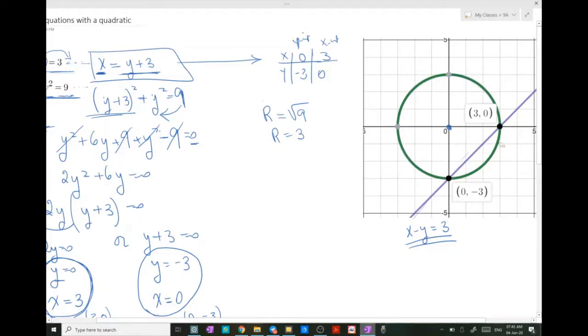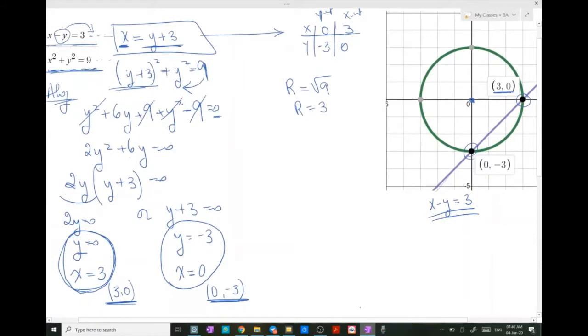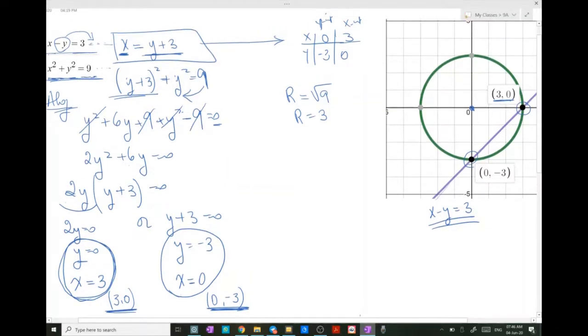Where the line and the circle meet, this is the solution of the system. And if you check, this is (3, 0) and this is (3, minus 3), which is the algebraic solution that we found. So this is also a proof that our work is right. Therefore, we have solved the system graphically.